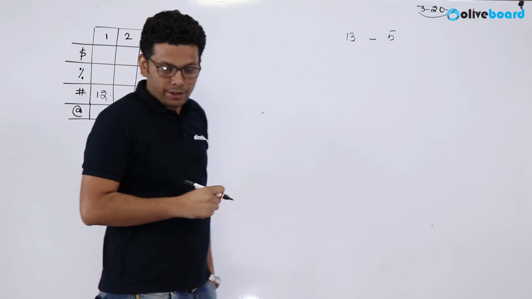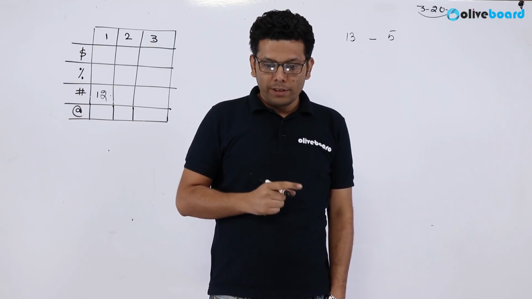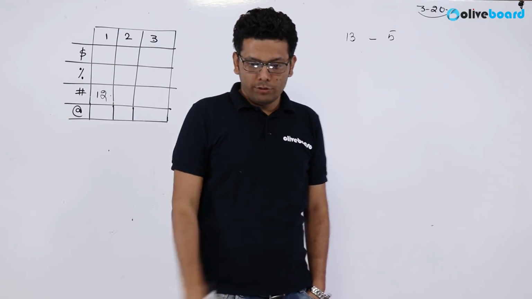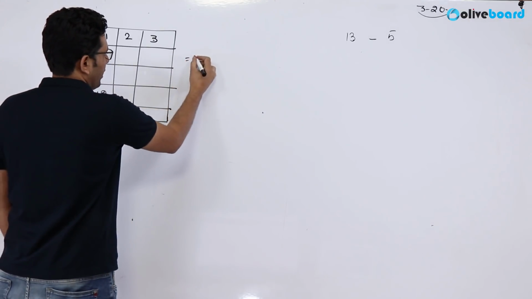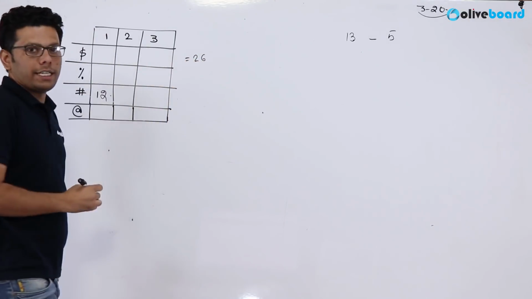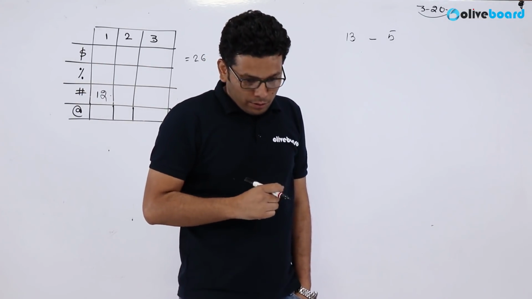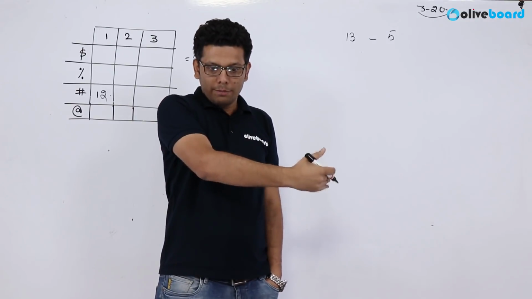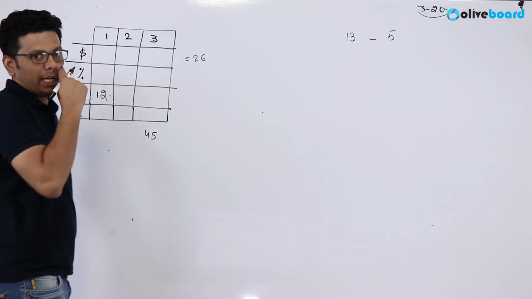Next data they have given is that the sum of the numbers of the top row was 26. Means this row is having a sum of 26. Next data, the sum of numbers in the last column is 45. Means this is your 45.